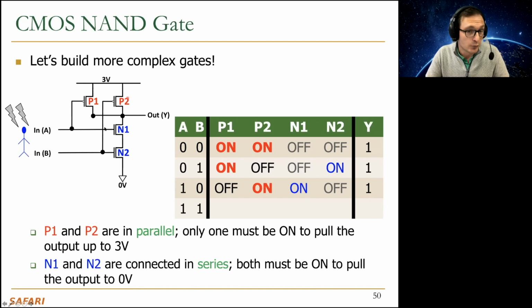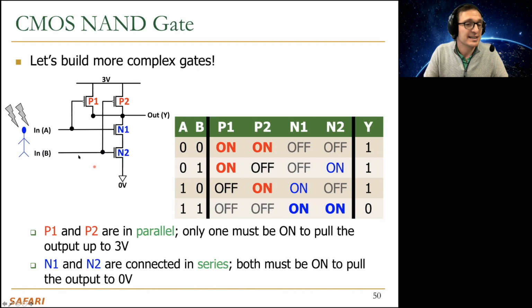Now, for you to be able to get a 0 in the output, both A and B have to be 1. Why? Only in the case where A and B are 1, you get a connection from 0 volts to output, and you don't get a connection from 3 volts to output, right? These two PMOS transistors are off, and these two NMOS transistors are on, only in that case.